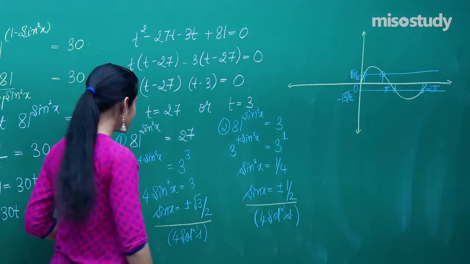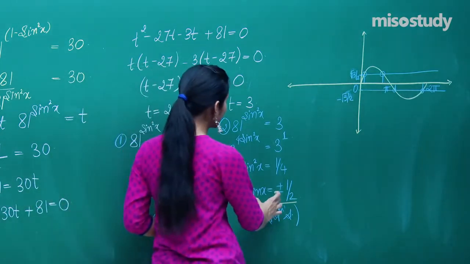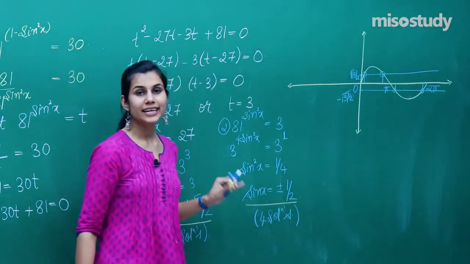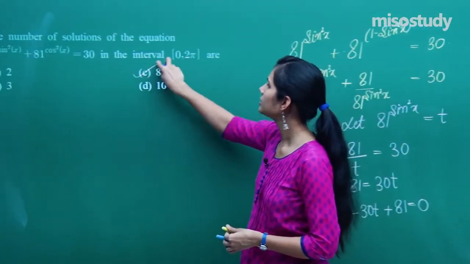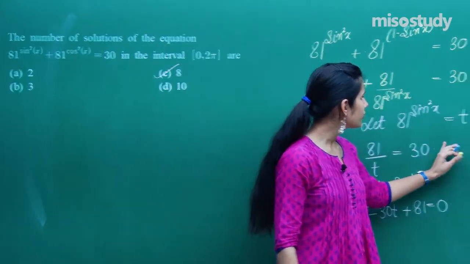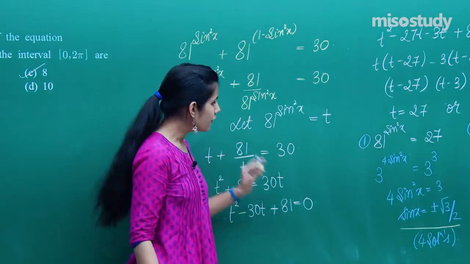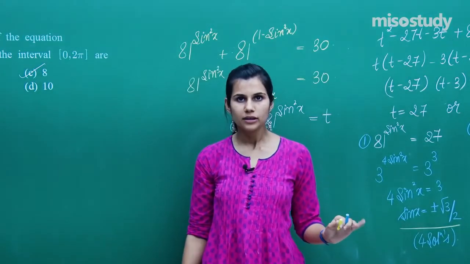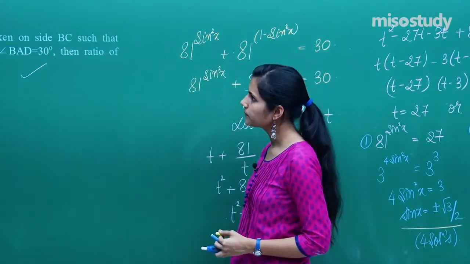So all those x's for which sine x is plus or minus root 3 by 2 or sine x is plus or minus 1 by 2, there are 8 solutions to this. Therefore, number of solutions is 8. Understood? Pretty nice question. I would grade it as this required a certain amount of thought, but after that it was pretty simple. Okay? Let's move further and see what is the next one.